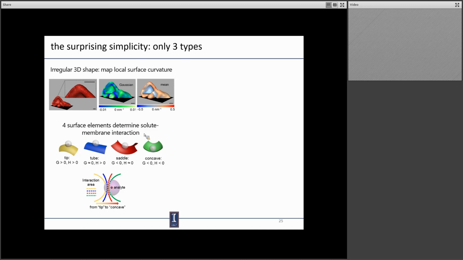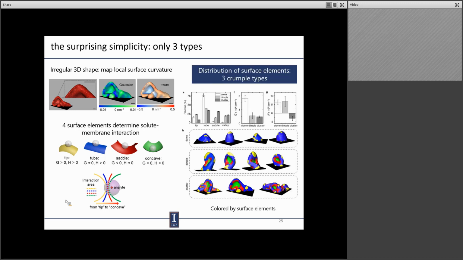So in the context of water filtration, such surface elements really determine the local solute and membrane interaction environment. For example, for a solute at the same distance away from the membrane, a concave surface actually has much larger interaction area than the convex ones. So as a result, we measured the distribution of the 4 surface elements in 15 crumples. And interestingly, they consistently fall into 3 types as shown in this graph here.